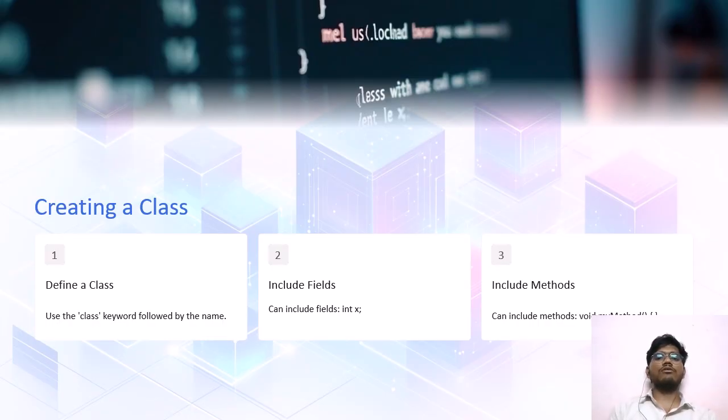Include fields. A class can include fields, with a data type such as int, char, float, string, etc. Include methods. A class can include methods, for example void or string, with any other name, and an open parenthesis and close parenthesis declare it as a method. The statements are written within the curly braces.